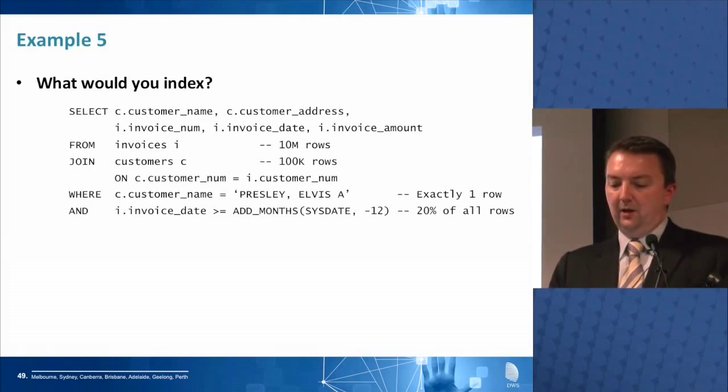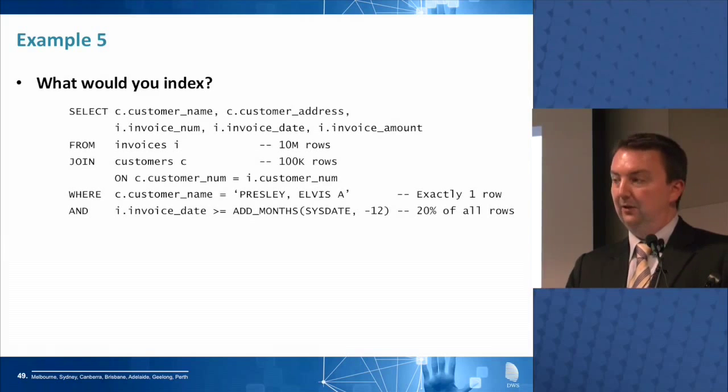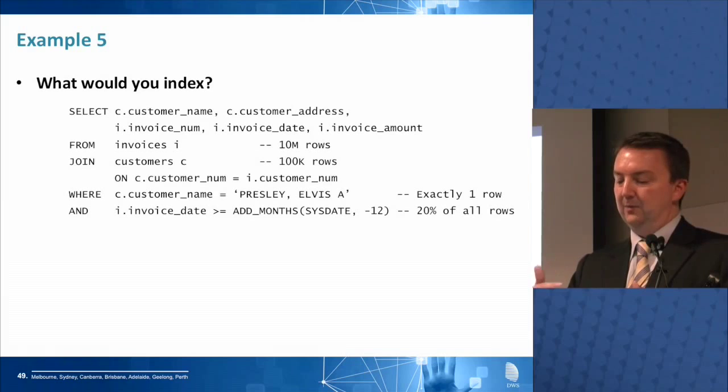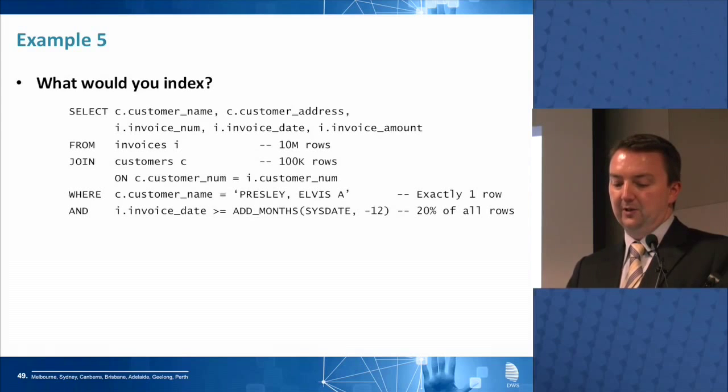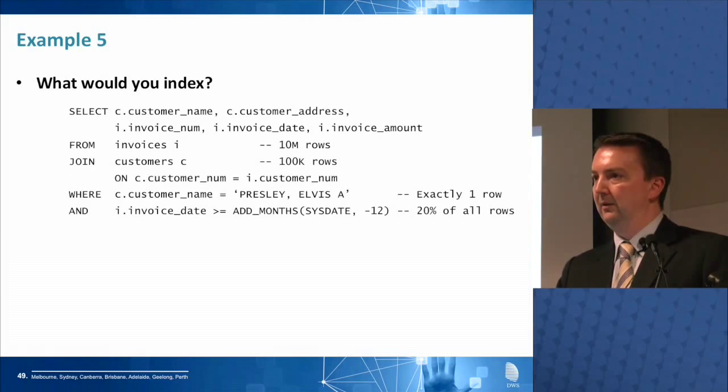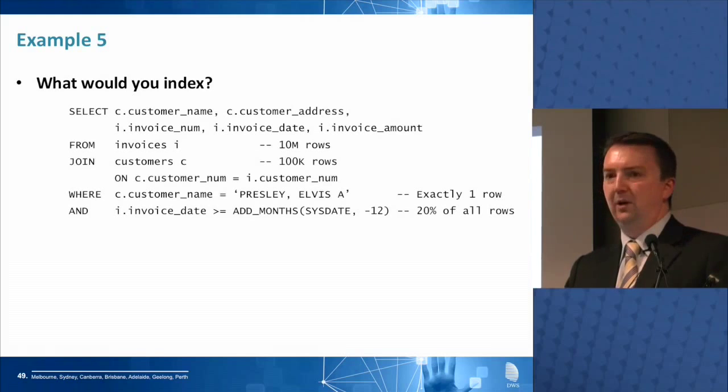So what am I going to do? I'm going to go to the customer name index, look up Elvis, find the Elvis entry in the customers table. That gives me the customer number. I'm going to use that customer number to look up the index on invoices, customer number and invoice date. Is that customer number, invoice date, or invoice date, customer number? Customer number first, invoice date second. Why?